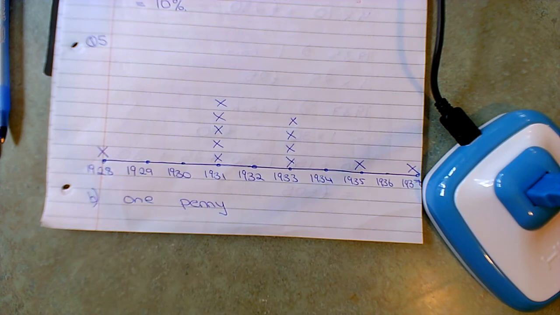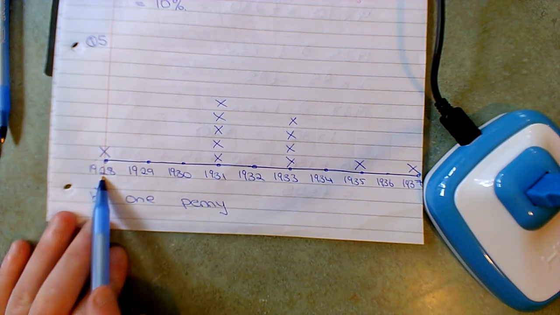Then here I have question 5. So question 5, it says John's grandfather gave him 12 old pennies to add to his coin collection. The dates on the pennies are listed in the table. So it's 1928 is the lowest one, and 1937 is the highest one. So I had to draw a line plot for that.